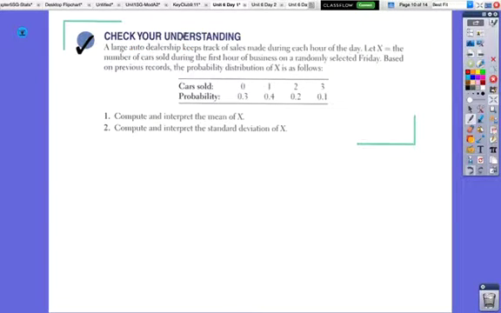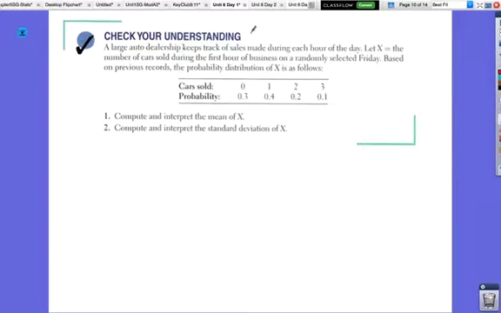Check your understanding. A large auto dealership keeps track of sales made during each hour of the day. Let X equal the number of cars sold during the first hour of business on a randomly selected Friday. Based on previous records, the probability distribution of X is as follows. So for number 1, we need to calculate and interpret the mean of X.